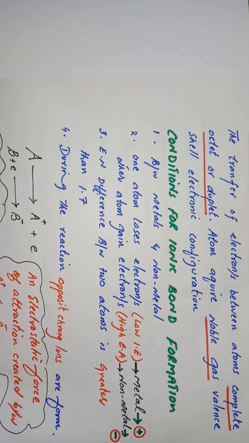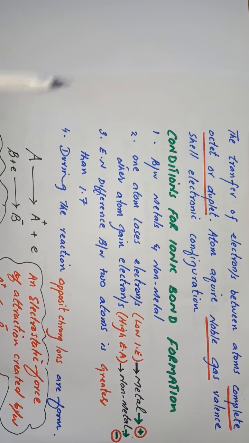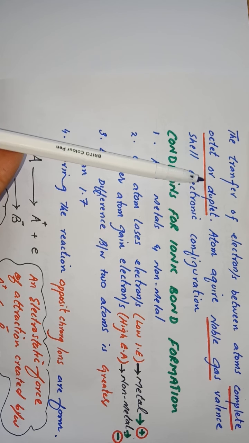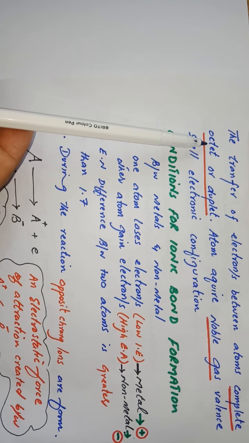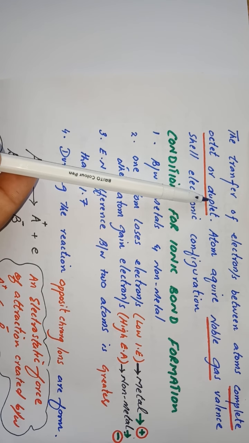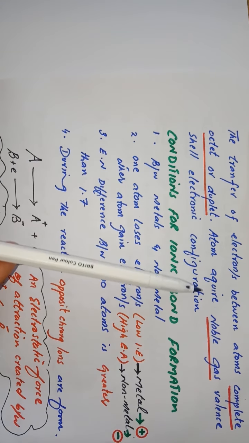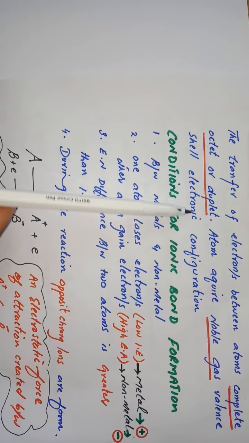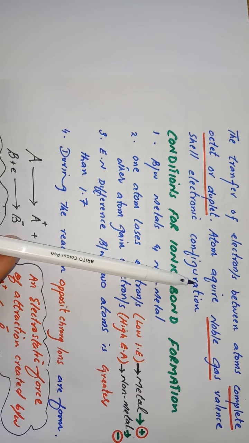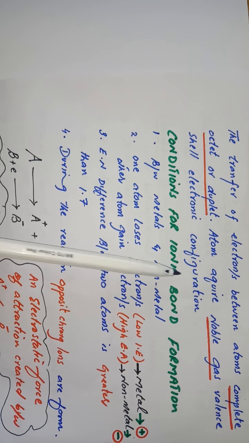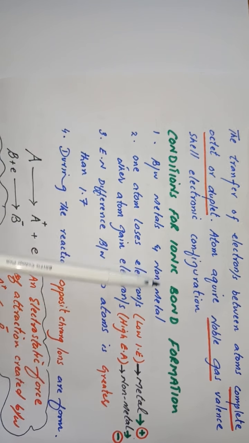The formation of ionic bond leads to the completion of octet or duplet. When atoms transfer their electrons, then both atoms will complete their octet or duplet. It may complete 8 electrons in its valence shell or 2 electrons in its valence shell. In both cases, both atoms get noble gas valence shell electronic configuration. So after the formation of ionic bond, both atoms will get noble gas valence shell electronic configuration, and hence they will get stabilized. There are some conditions for formation of ionic bond.